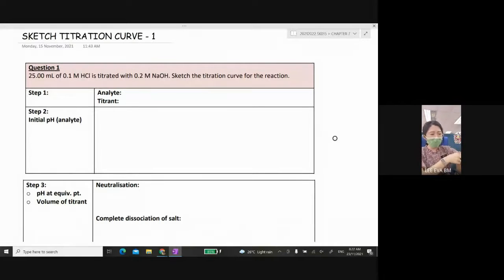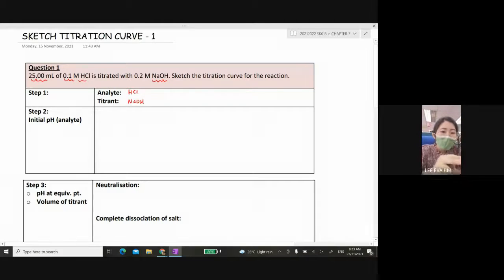Okay. So question number 1 gives you 25 milliliters of 0.1 molar HCl titrated with 0.2 molar NaOH. At this point, we need to identify your analyte and titrant. There are two ways you can identify. The first is to read the question and identify the sentence: analyte is titrated with titrant. Titrated with, so what comes after this will be your titrant. So in this case, HCl is the analyte, and the titrant is your NaOH. Or sometimes the sentence would say titrated against, so the front part will be your analyte. That is the first tip to identify analyte and titrant.